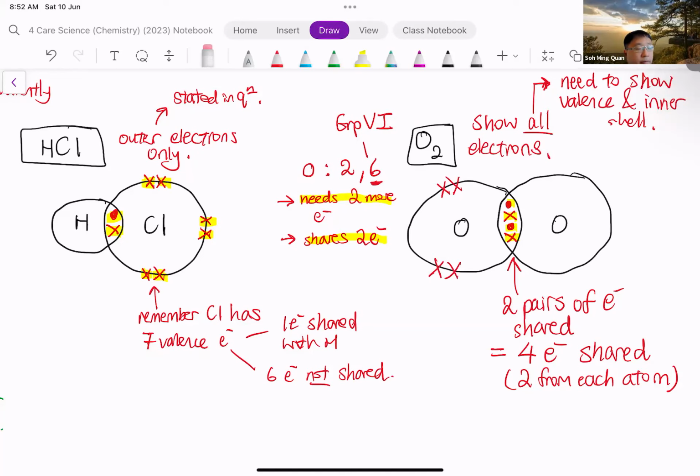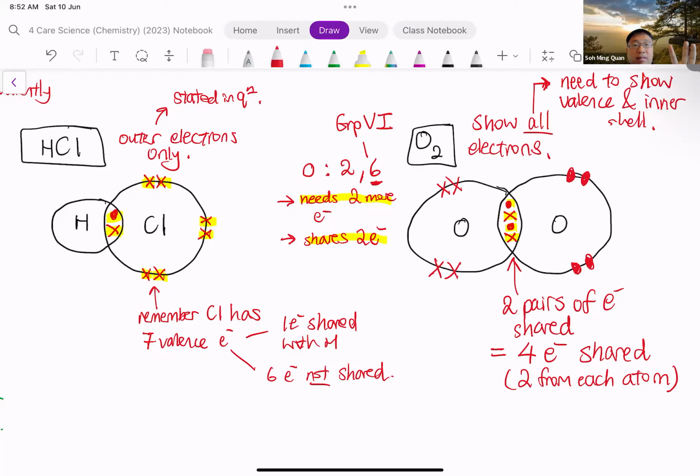electron shell. All right. Now take note, we use different symbols for the electrons from each oxygen atom in order to make this clearer. All right, so we use a different symbol to represent the electrons from a different oxygen atom. Okay, this is just for clarity.